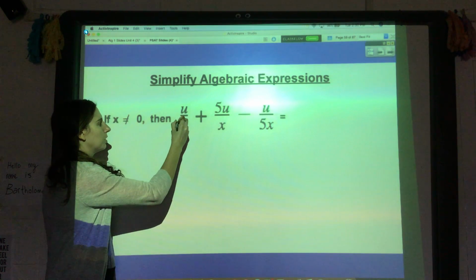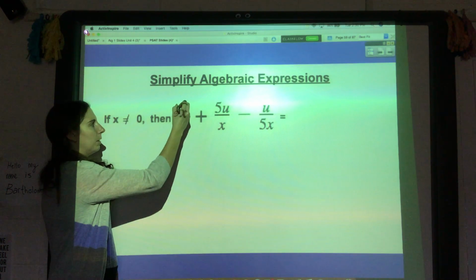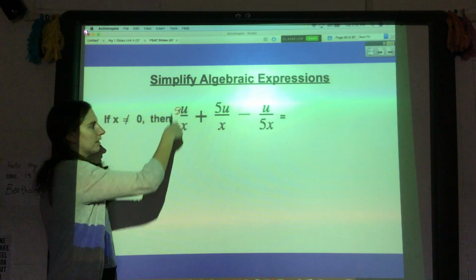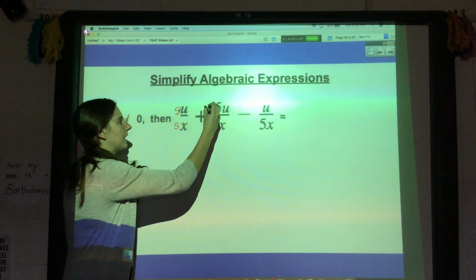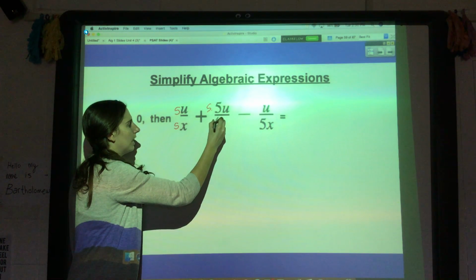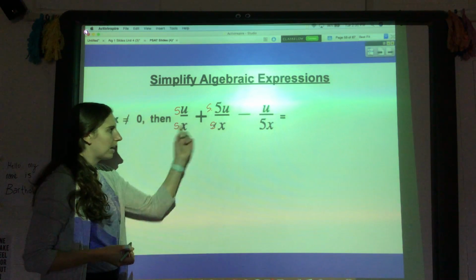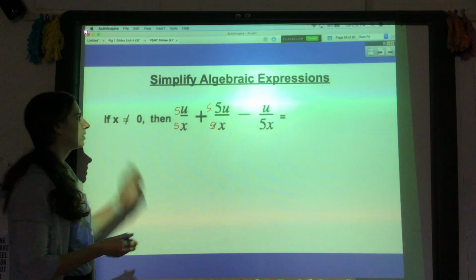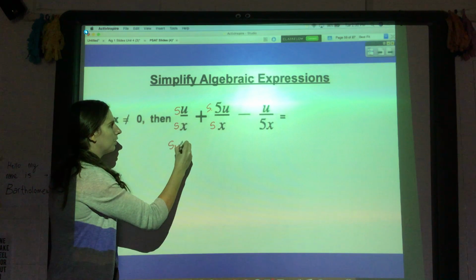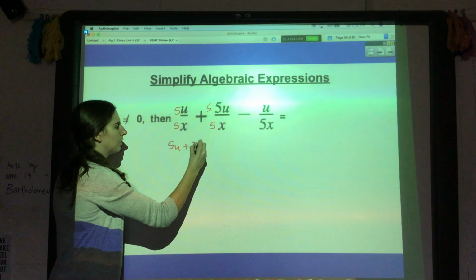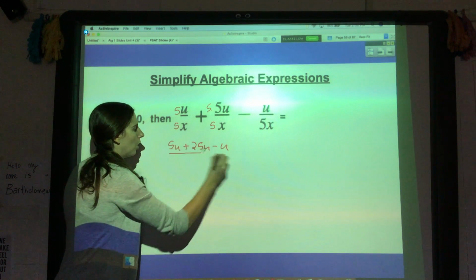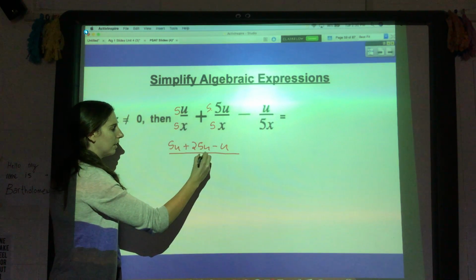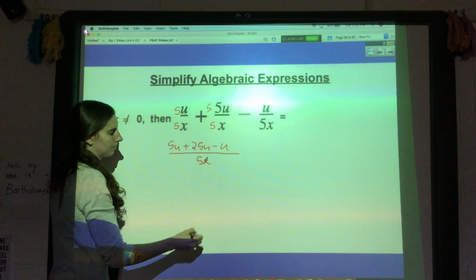So I'll just multiply it by 5. And if I do it on the bottom, I'll do it on the top, and that basically keeps it balanced because 5 over 5 is just a 1. Same thing here, do times 5 and times 5. And now they all have 5x in the denominator. So I've got 5u plus 25u minus u all over that common denominator, 5x.